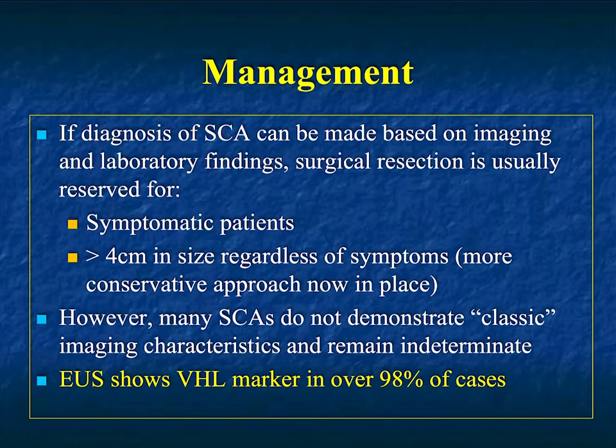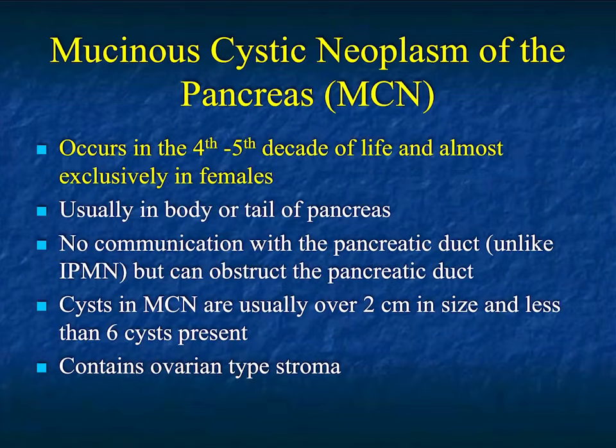So some management, if diagnosis of serous can be made on imaging: surgical resection for symptomatic patients, or when lesions get larger, 4 or 5 centimeters, because at 4 or 5, they're easy to resect. If they keep growing, it can be very hard to resect. If they're not classic, like some of those solid lesions, and again, EUS has a VHL marker, which is positive in over 98% of cases. So if you're uncertain and you do EUS, you could make the diagnosis.